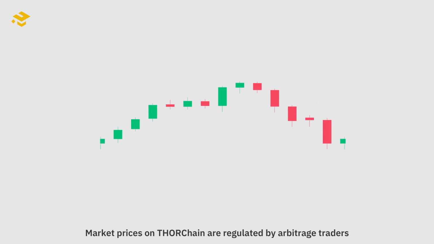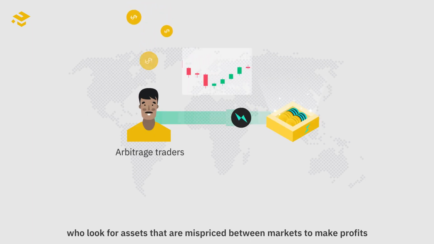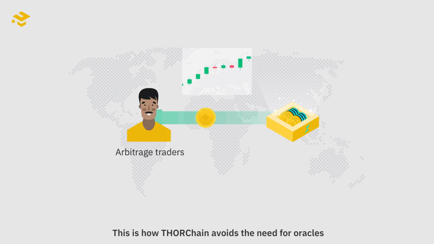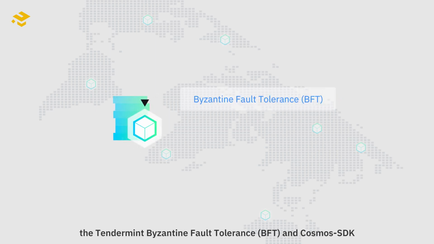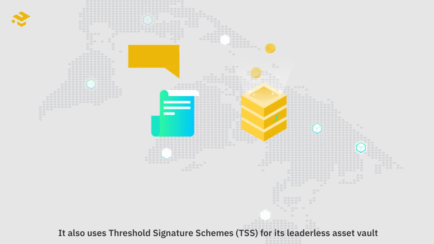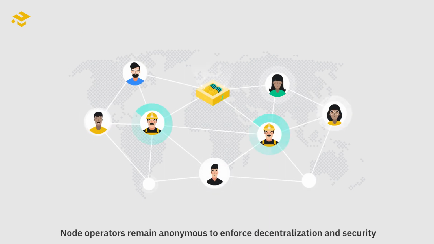Market prices on THORChain are regulated by arbitrage traders who look for assets that are mispriced between markets to make profits. This is how THORChain avoids the need for oracles. THORChain's consensus mechanism uses the Tendermint Byzantine Fault Tolerance (BFT) and Cosmos SDK. It also uses threshold signature schemes (TSS) for its leaderless asset vault. Node operators remain anonymous to enforce decentralization and security.